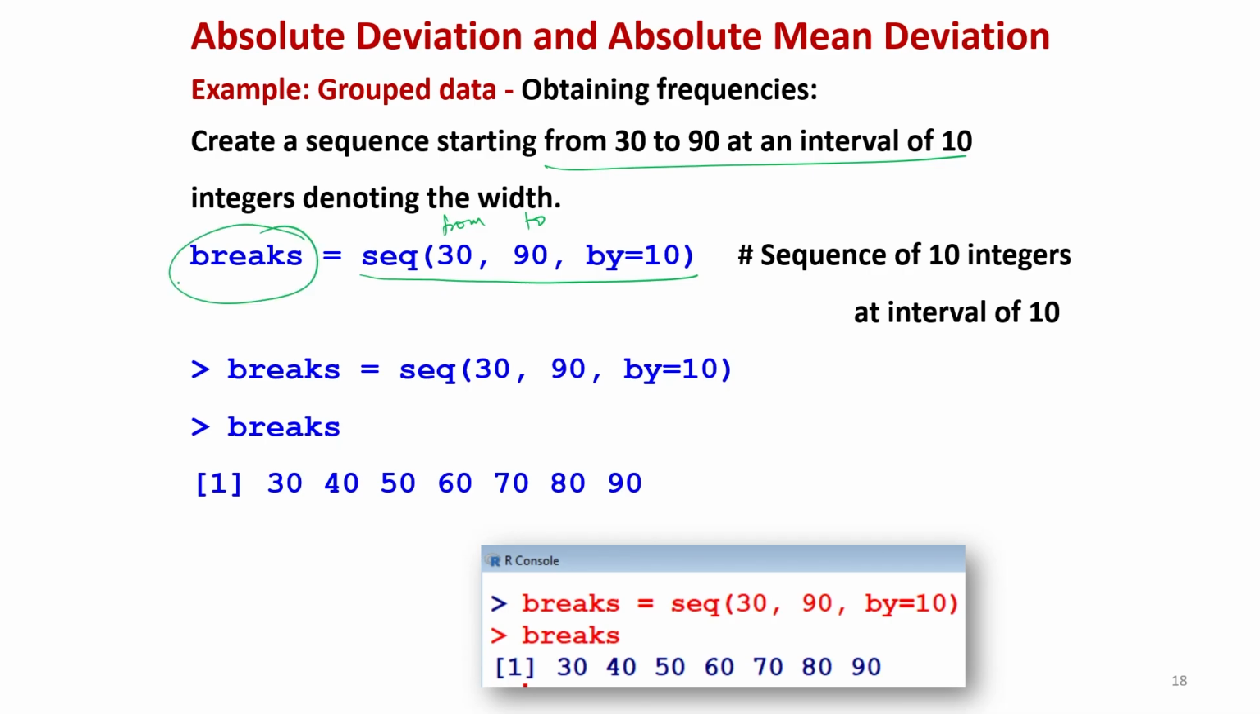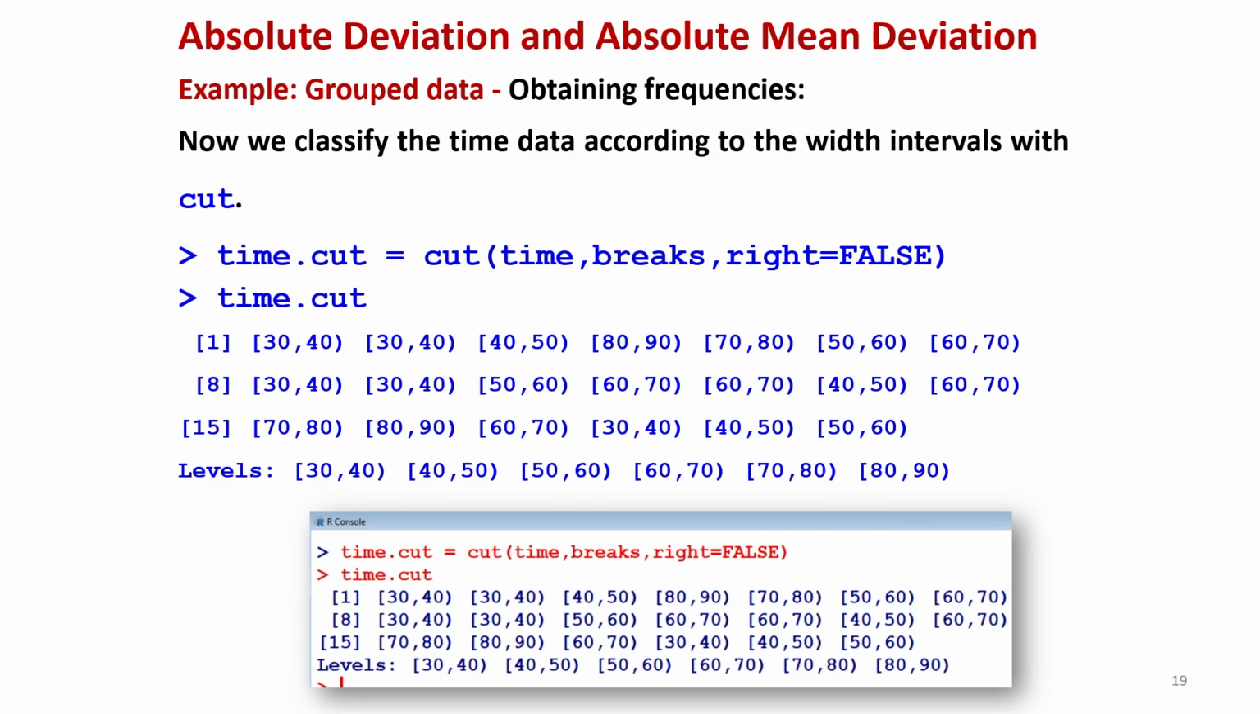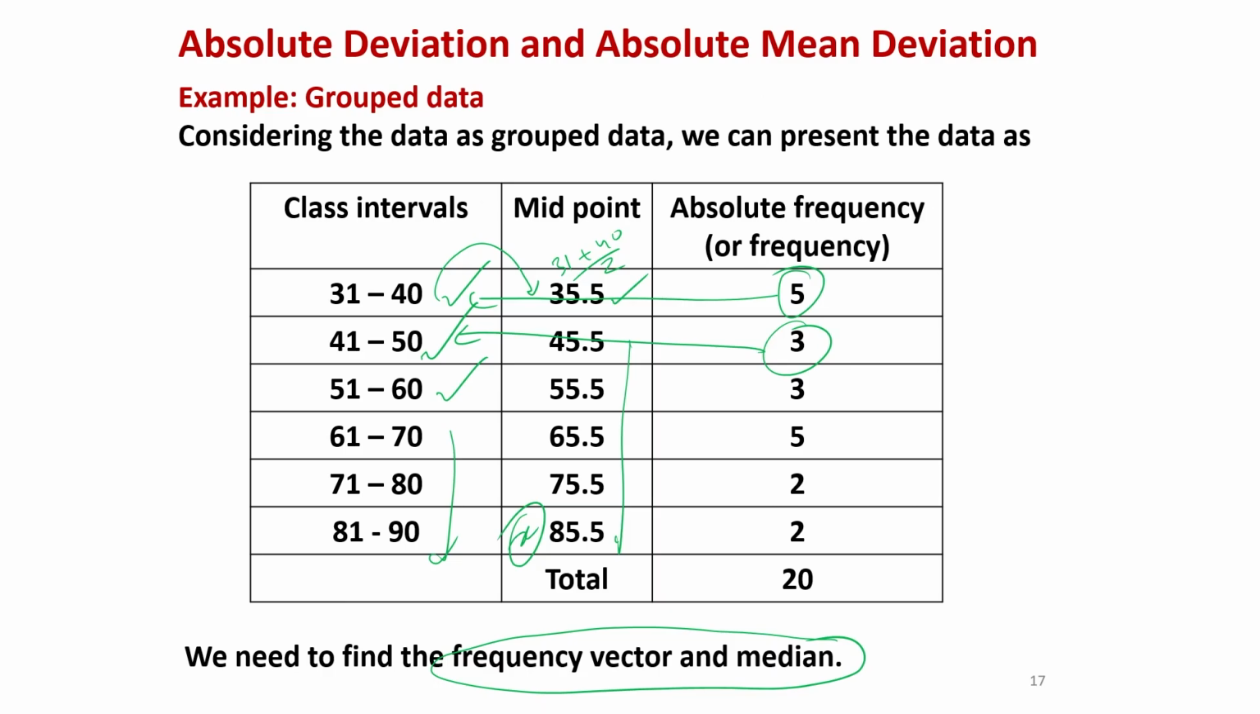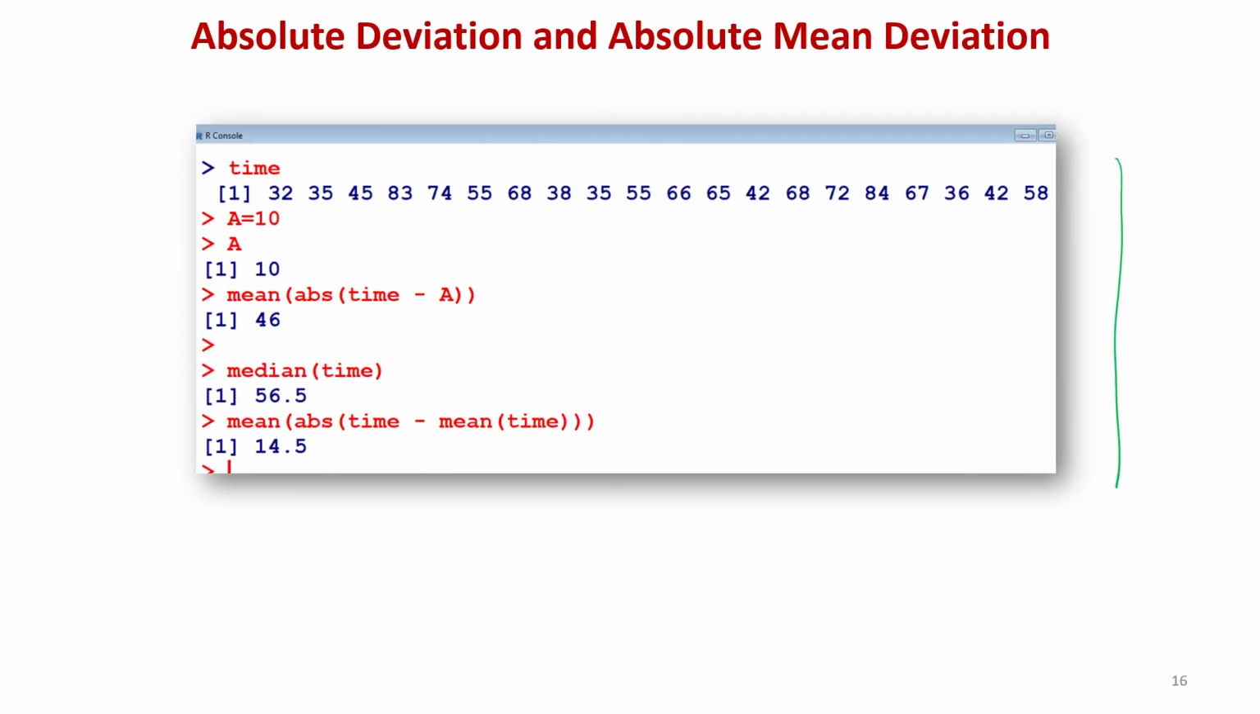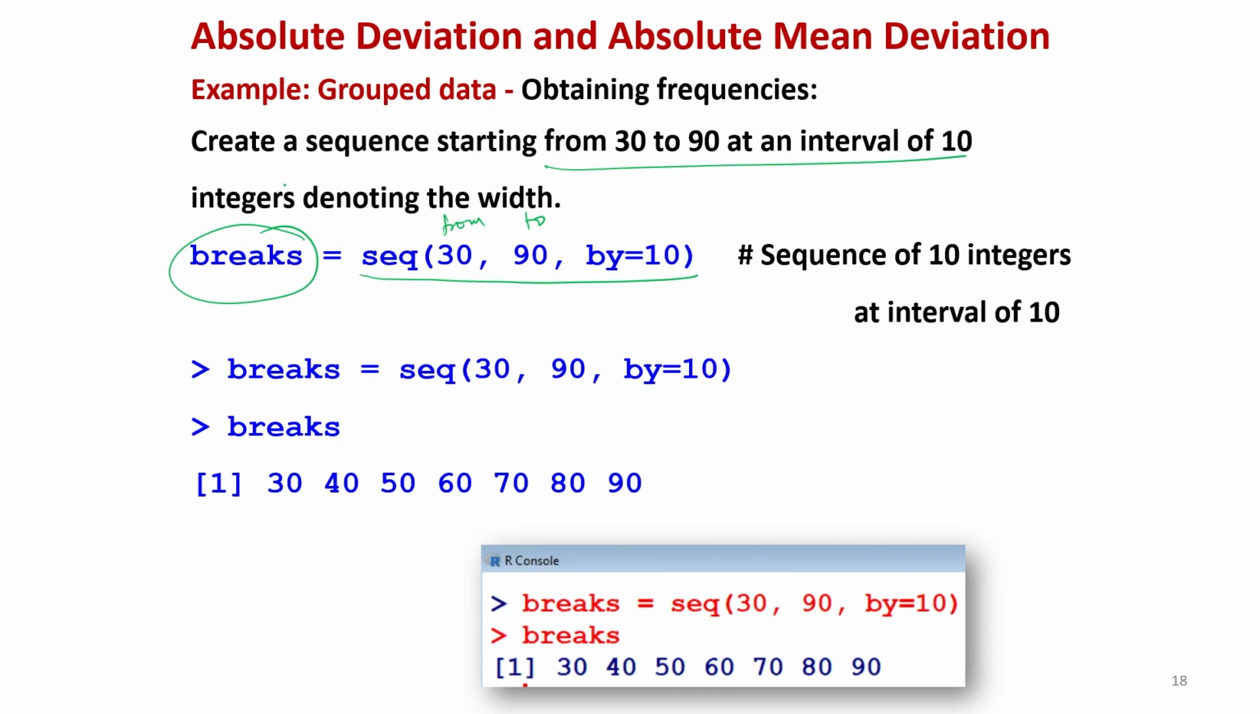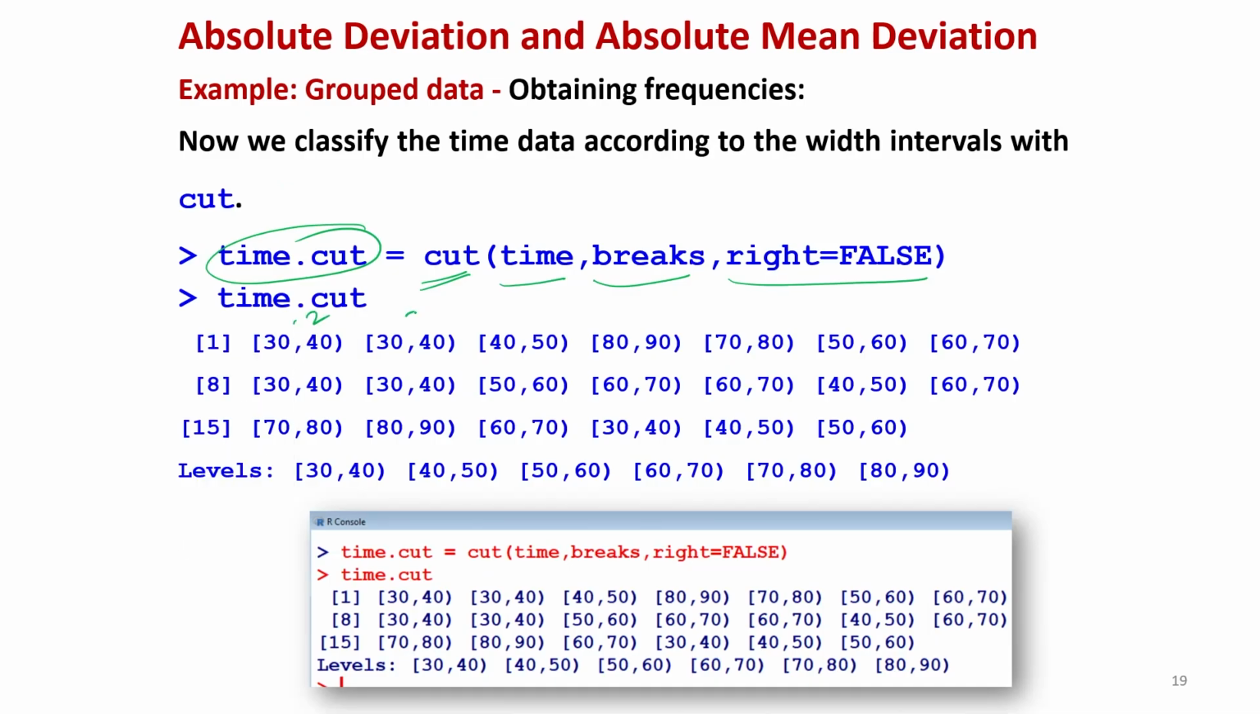And then I use the command cut, so that I can convert this data into factored data where I can use the command table, right. So I use the command cut over time, using breaks and right equal to false to indicate that the intervals are open on the right hand side, and this data is saved in time.cut. You can see here that these data values, 32, 35, 45, indicate that 32 is here, 35 is here, 45 is here, and so on, right.